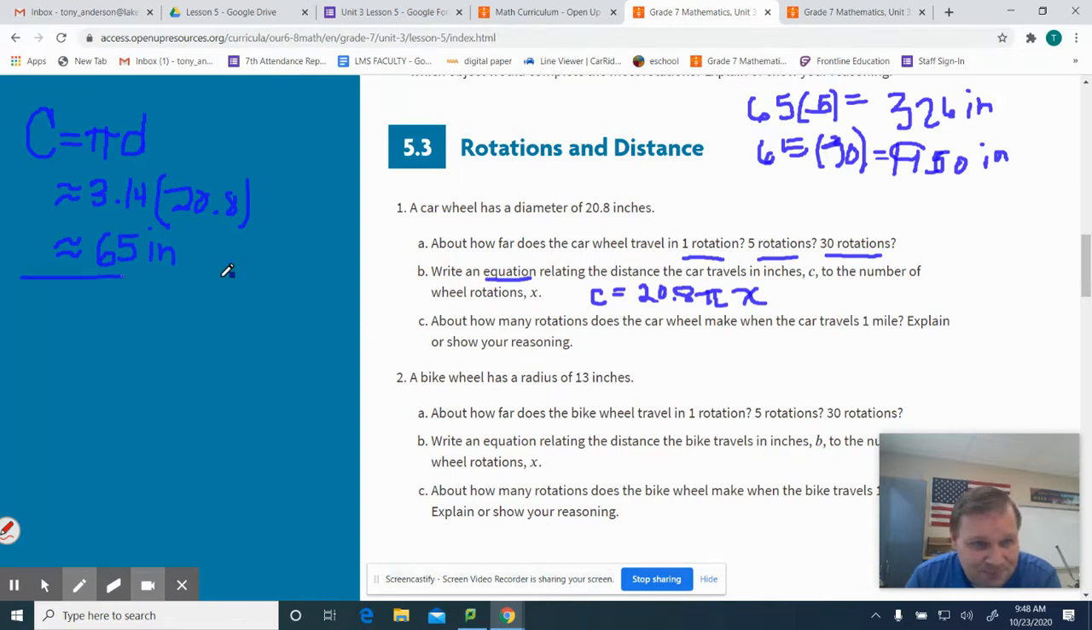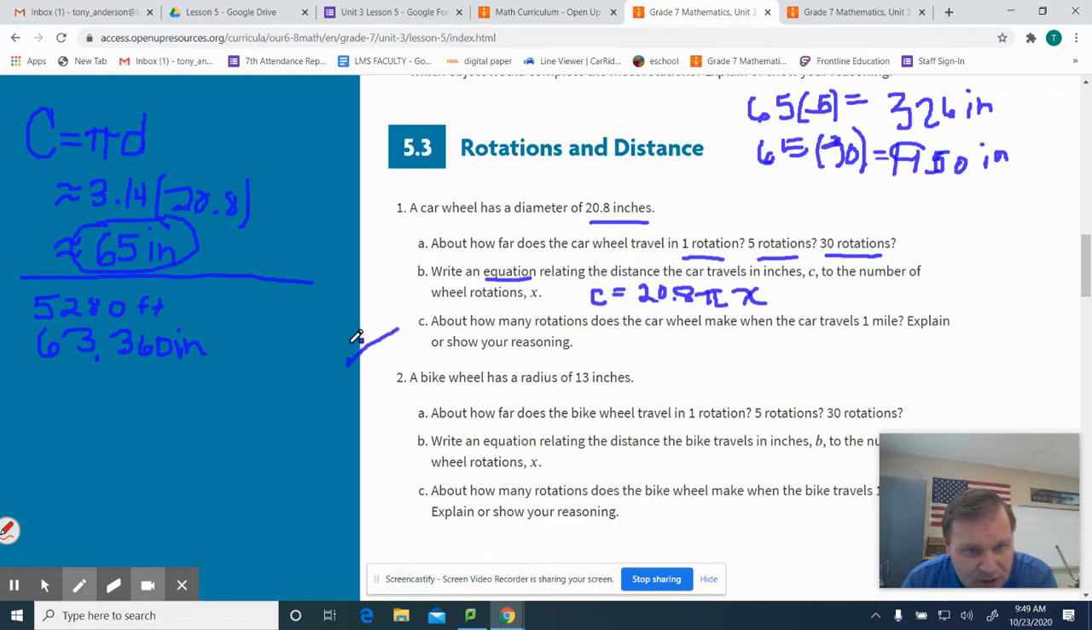Now in C, it wants to know how many rotations the car will make in 1 mile. All right, well, there's some things we have to know. We have to know that 1 mile is 5,280 feet, which translates to, if we multiply that by 12, 63,360 inches. Now, I need the inches because that's what I'm dealing with here. All right, so in 1 mile, this is how many inches it needs to travel. This is one rotation right here.